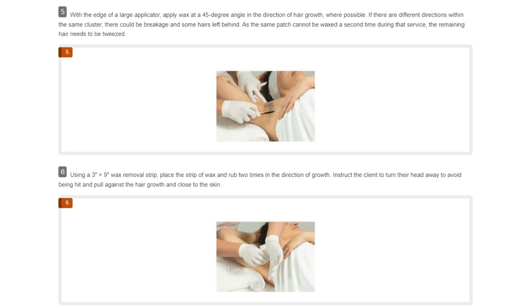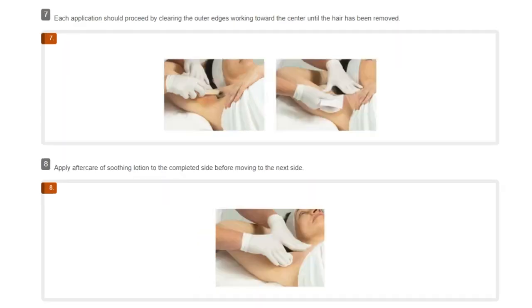As the same patch cannot be waxed a second time during that service, the remaining hair needs to be tweezed. 6. Using a 3x9 wax removal strip, place the strip of wax and rub 2 times in the direction of growth. Instruct the client to turn their head away to avoid being hit and pull against the hair growth and close to the skin. 7.